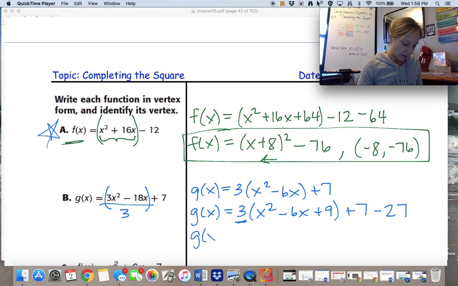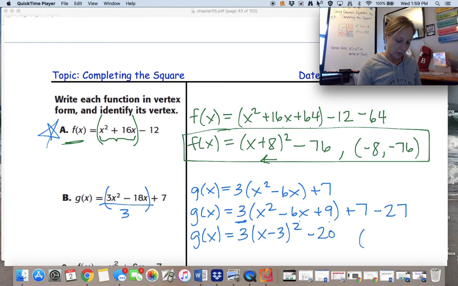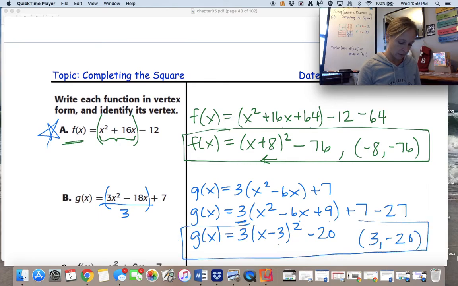All right, we're ready to write it in vertex form. So I keep my 3 there. What multiplies to 9 and adds to -6? -3. 7 minus 27 is -20. So there's my vertex form. Where is the vertex located? Well, I see a -3, so that's right 3. So +3, -20. So there we go, my vertex form and my vertex.